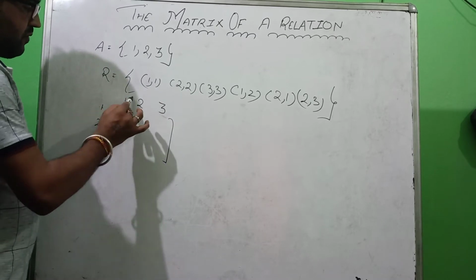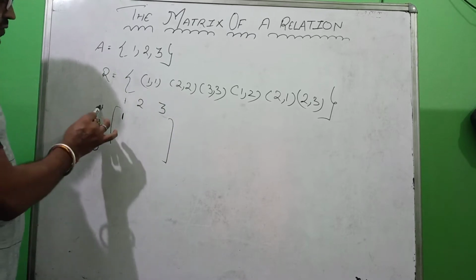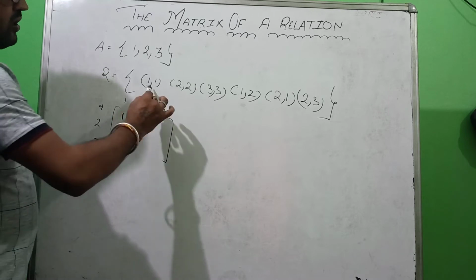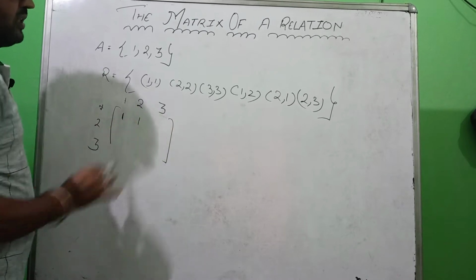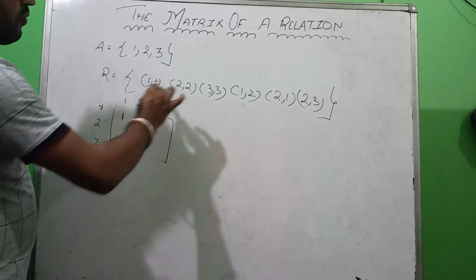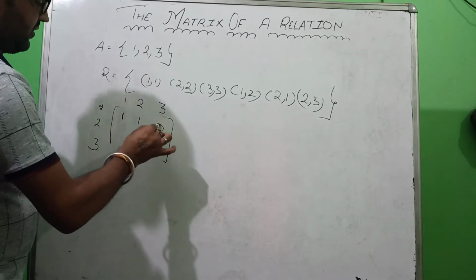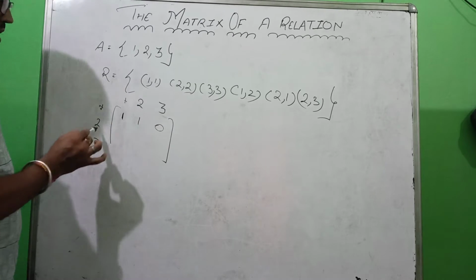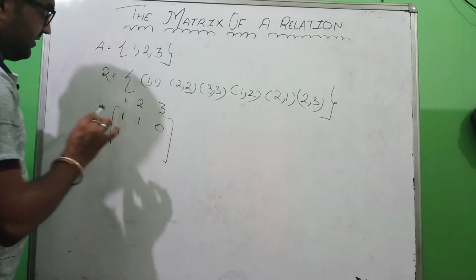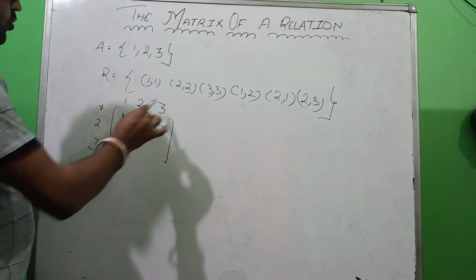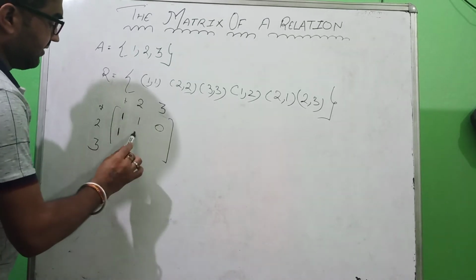So where we have (1,1), it means 1 is related with 1, so you are writing here 1. Then (1,2), so you have (1,2) here, yes (1,2) we have, so that is 1. Then (1,3), you have (1,3) in this relation, no, so therefore this is 0. Then (2,1), yes we have (2,1), so that is 1. Then we have (2,2), yeah you have (2,2), so that can be written as 1.